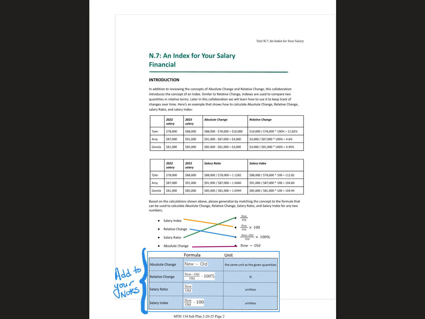In this first section, as you go through, they have you match the formulas for absolute change and relative change that we have done previously, along with the salary index and the salary ratio. I would recommend adding this blue table right here to your notes. It has a nice summary of not only each absolute change, relative change, salary ratio, and salary index. It also reviews the units that go with each.